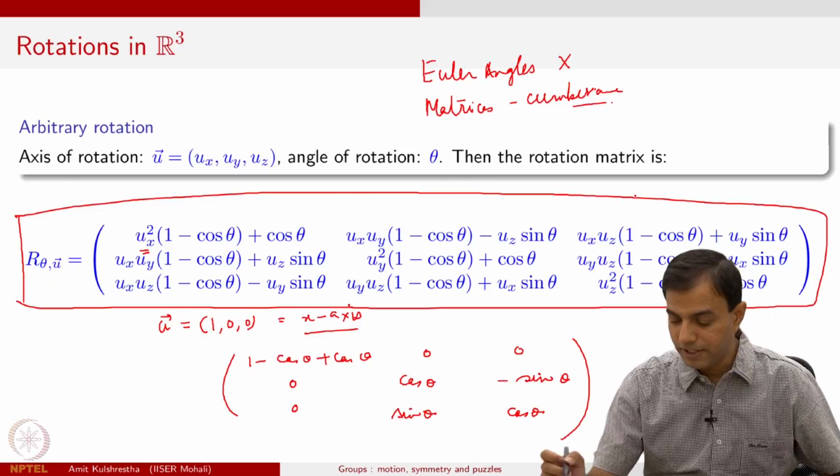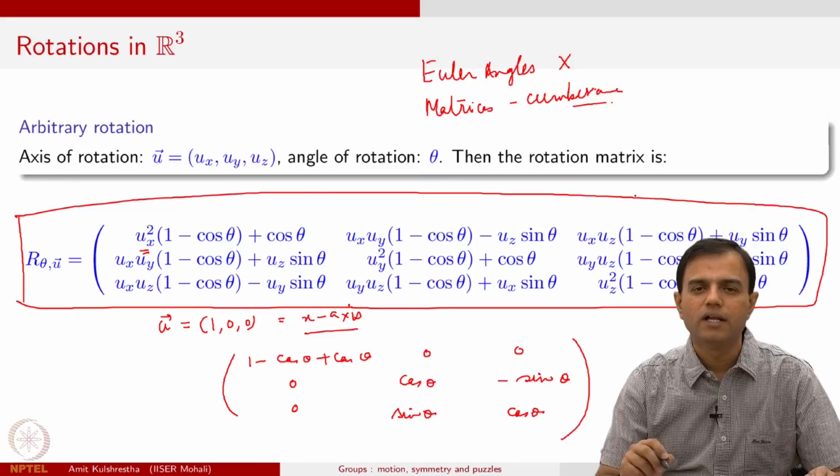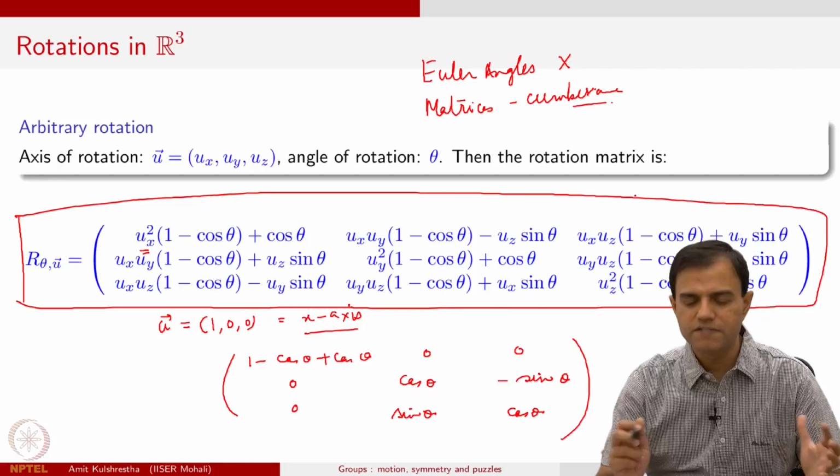So what is the point of all this? Here is a group, right? The group of rotations of the sphere, or the rotation group in R3.